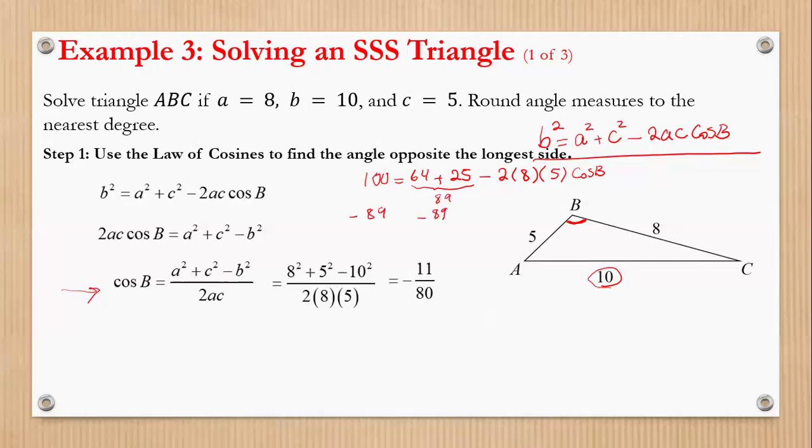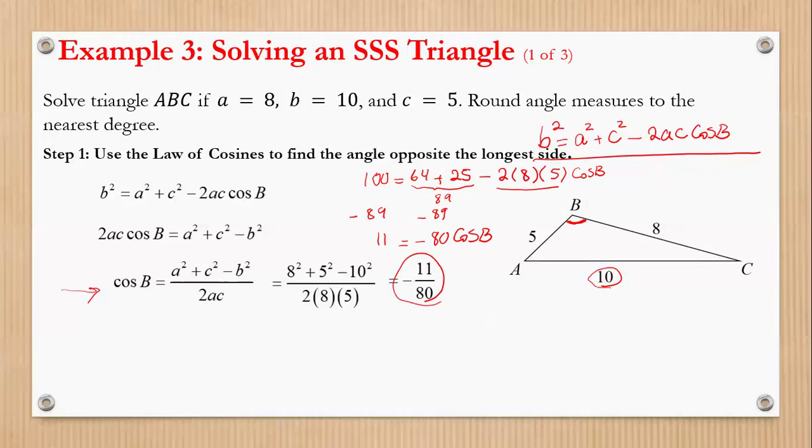100 minus 89 is 11. And on the other side, we have negative. And if you multiply these three, we get negative 80 cosine of B. And then divide both sides by negative 80. And we got this one for the cosine B.